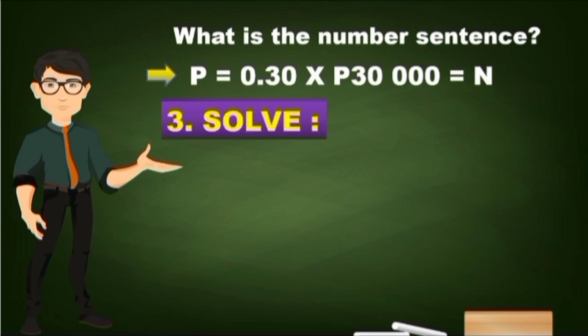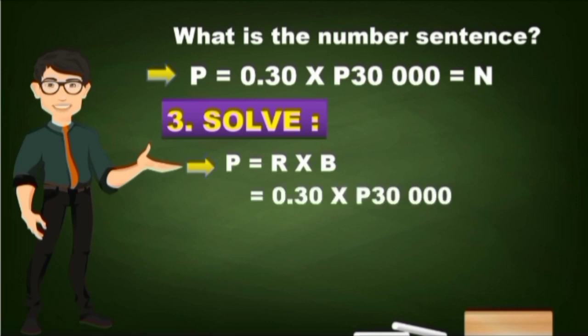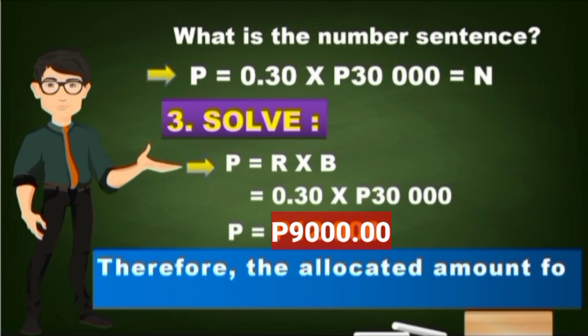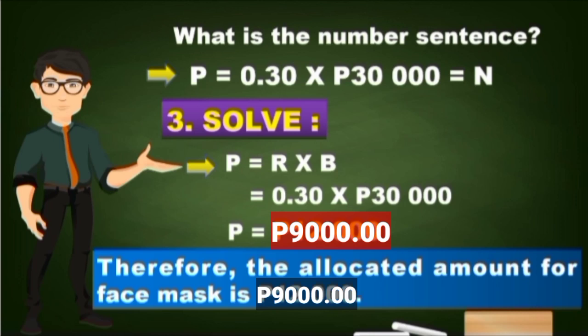Next, we need to solve. So again, percentage is equal to rate times base. 30 hundredths times 30,000 pesos. The answer is 9,000 pesos. Therefore, the allocated amount for face mask is 9,000 pesos, right?